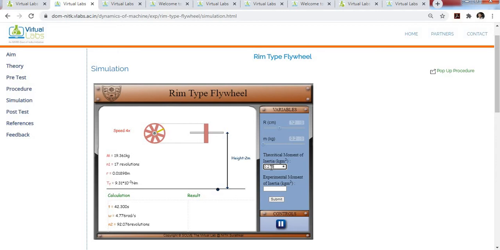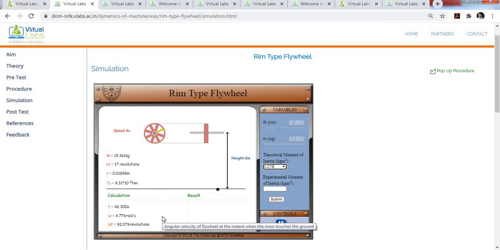For the experimental moment of inertia we have to use the formula I equal to small m into 2gh divided by omega square minus r square, divided by 1 plus n1 by n2, where small m is 0.2. Next, 2g is the acceleration due to gravity, that is 9.81, and capital H is the height. Initially there is a distance between the metal bob and the ground, which is the capital H height, that is 2 meter. You have to substitute that value in capital H divided by omega square. You can see that value, 4.76 radian per second, minus r square.